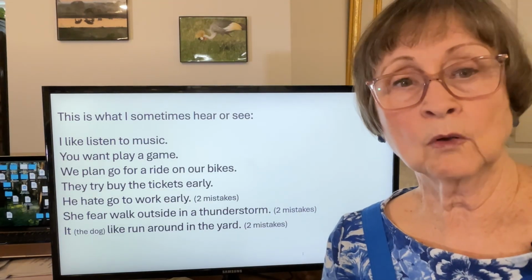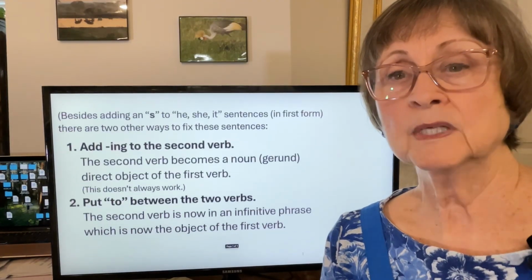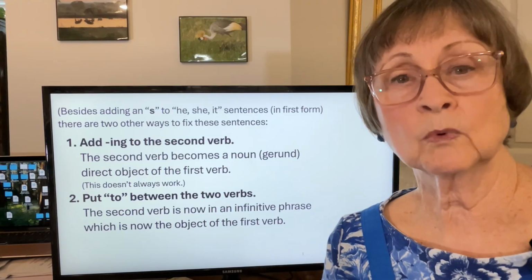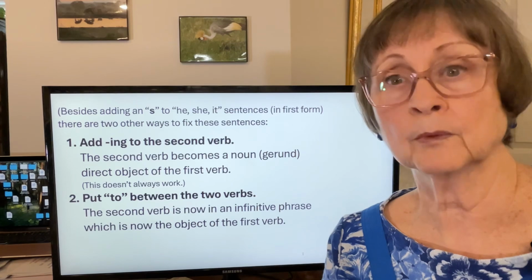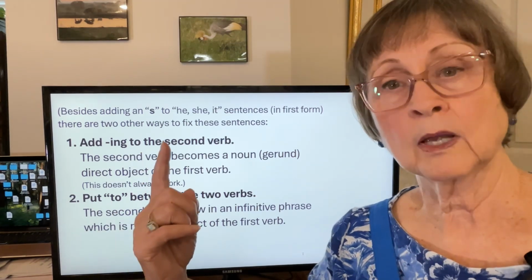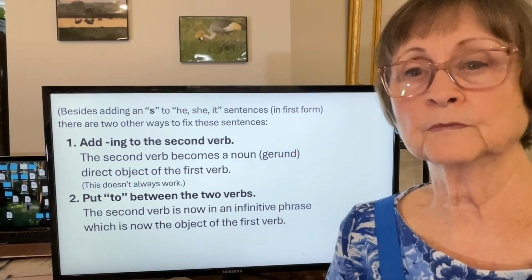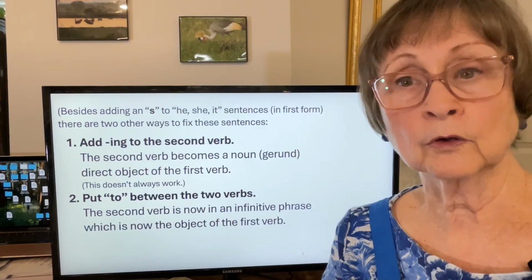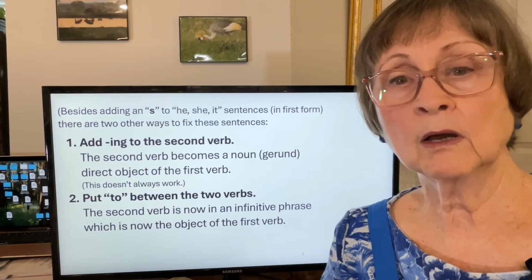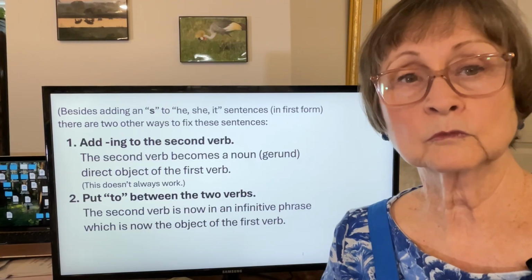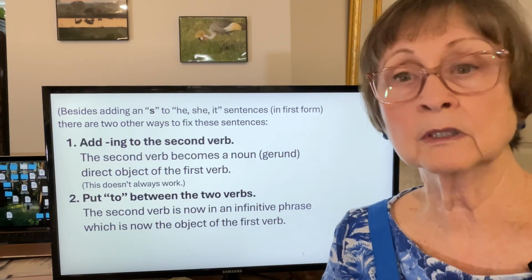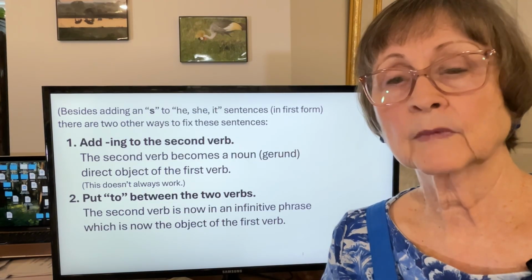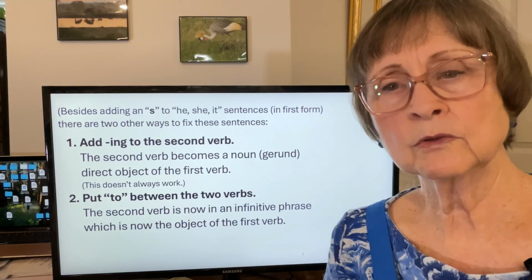So let's fix those mistakes. Besides adding an S to he, she, or it sentences when they're in the first form, which is the anytime form, there are two other ways to fix these sentences. The first way is to add ing to the second verb. The second verb becomes a noun, or grammatically described as a gerund, and it is a direct object of the first verb. Now, you can't always do that with ing.